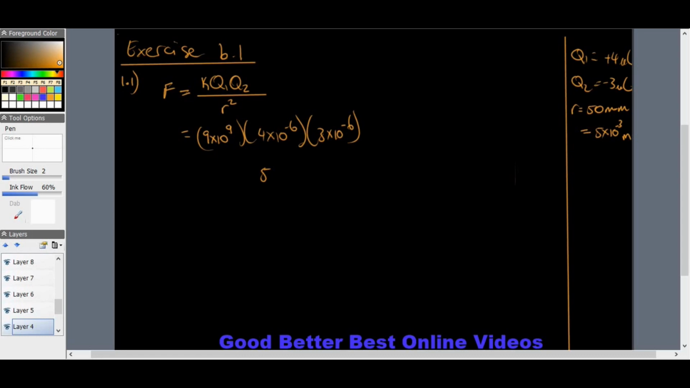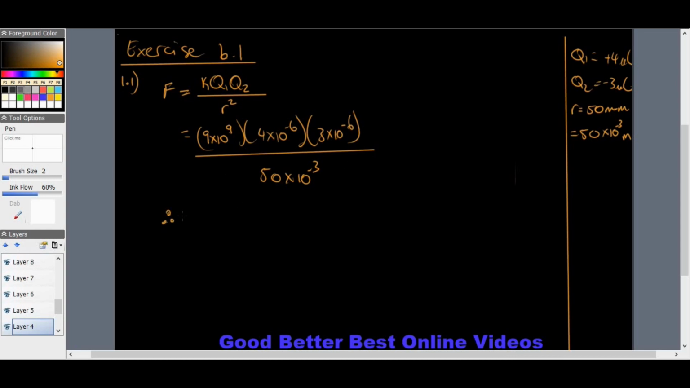Sorry, not 5 times 10 to the negative 3. Sorry, made a bit of a mistake there. It's 50 times 10 to the negative 3. In other words, the comma moves 1, 2, 3 places. So that's 0.05. Just check: 50 divided by 1000. Yes, 0.05.